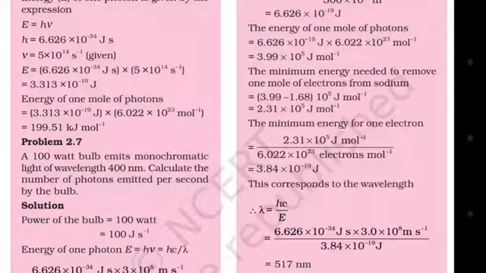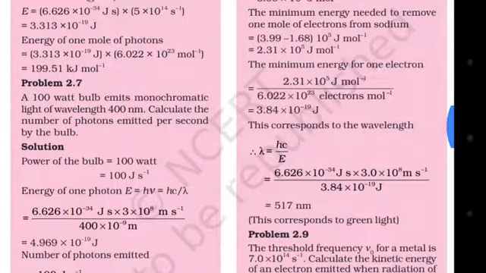(3.99 − 1.68) × 10^5 joule per mole, which finally gives 2.31 × 10^5 joule per mole. The minimum energy for one electron is equal to 2.31 × 10^5 joule per mole divided by 6.022 × 10^23 electrons per mole, which is equal to 3.84 × 10^-19 joule.